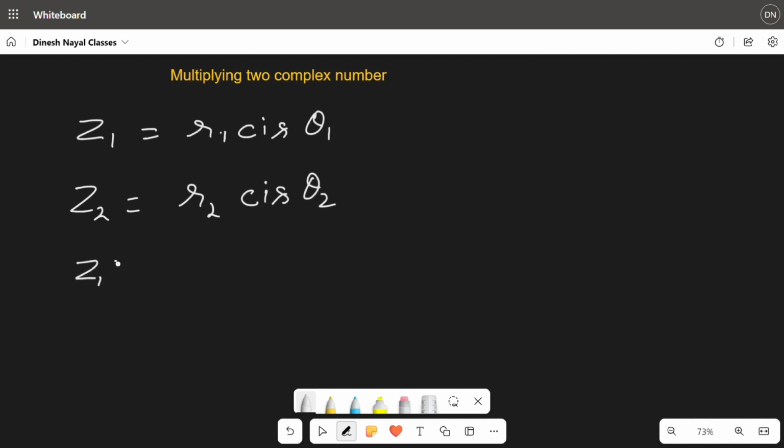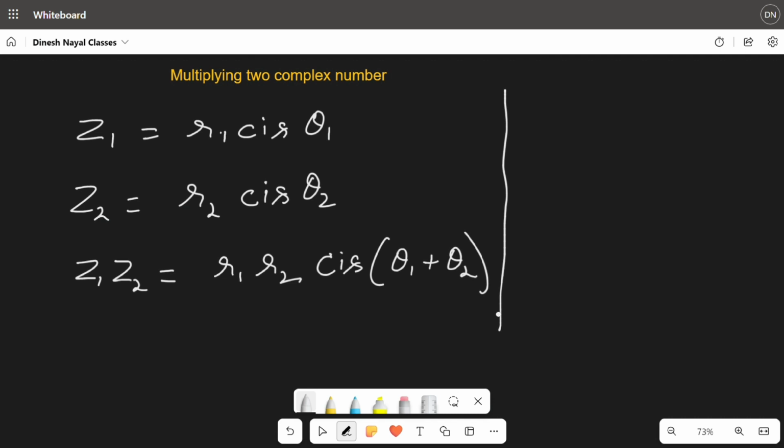Multiplying these two complex numbers, z1 times z2: we multiply their moduli, r1 r2, and the arguments are added up. So this will be cis of theta 1 plus theta 2. This is how you multiply two complex numbers in polar form.